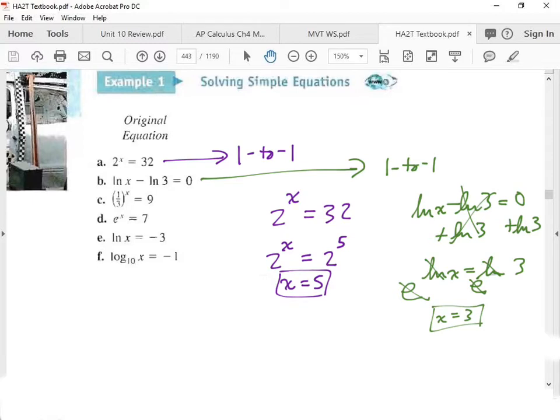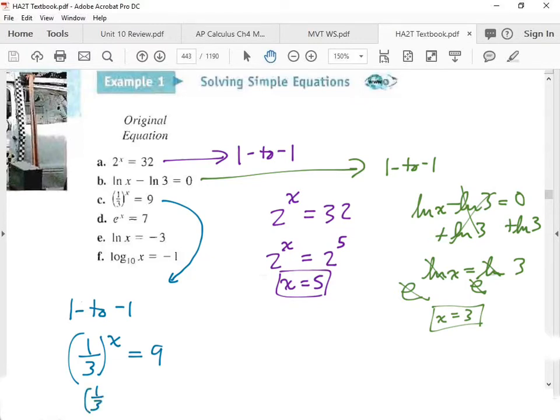Ooh, what about the next one? Very good question. I knew you were asking that question in your head. All right, we're going to do one-to-one yet again. So I have 1 over 3 raised to the x power, and on the other side, I have 9. Is there a way I can write a 9 with a base of 3?